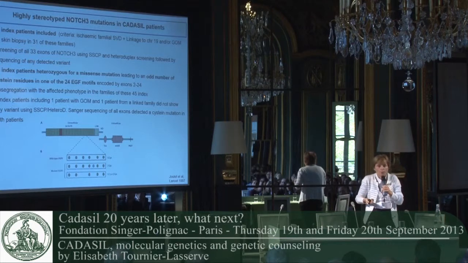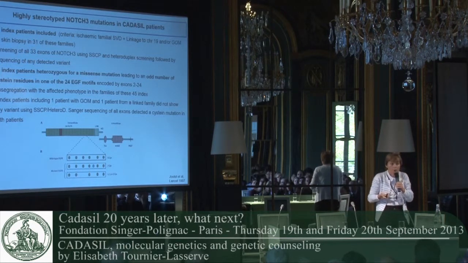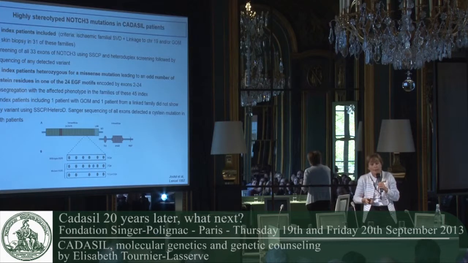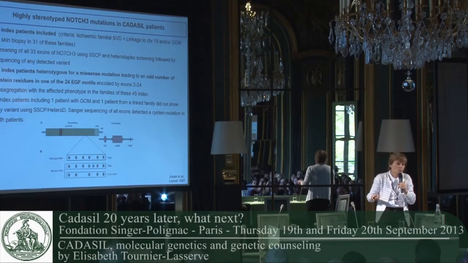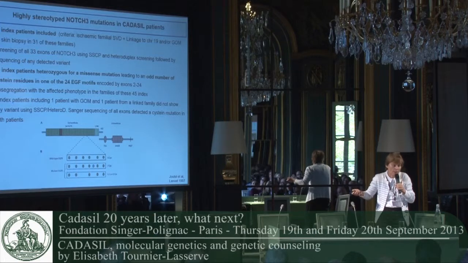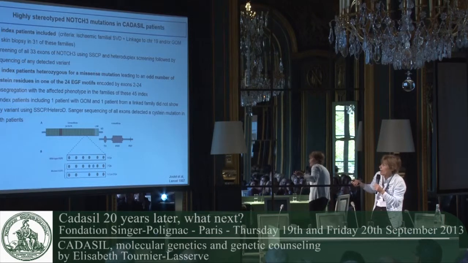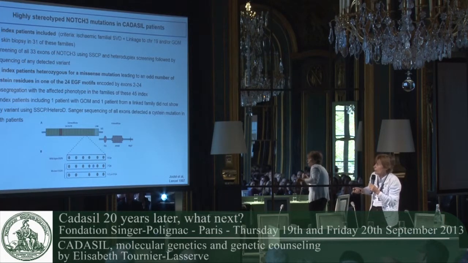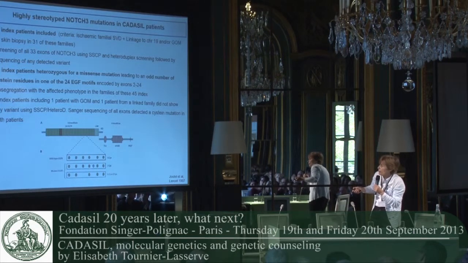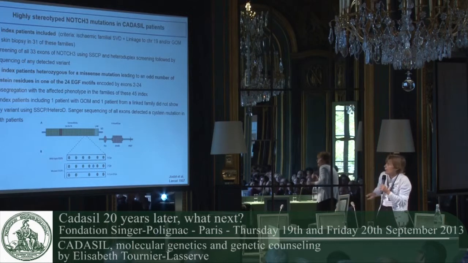And there are still 3 patients, but from the information that I have, these 3 patients may not be CADASIL patients, because no GOM has been discovered in them for the moment. So we now have 47 patients out of 47 suspected of CADASIL with this heterozygous missense mutation in one of the EGF motifs, and either they get an additional cysteine within the motif, or they lose one of the cysteines. And that was published in Lancet.